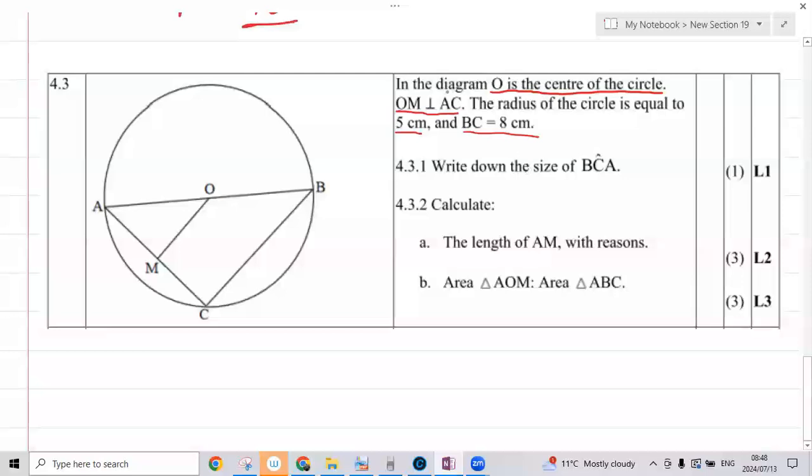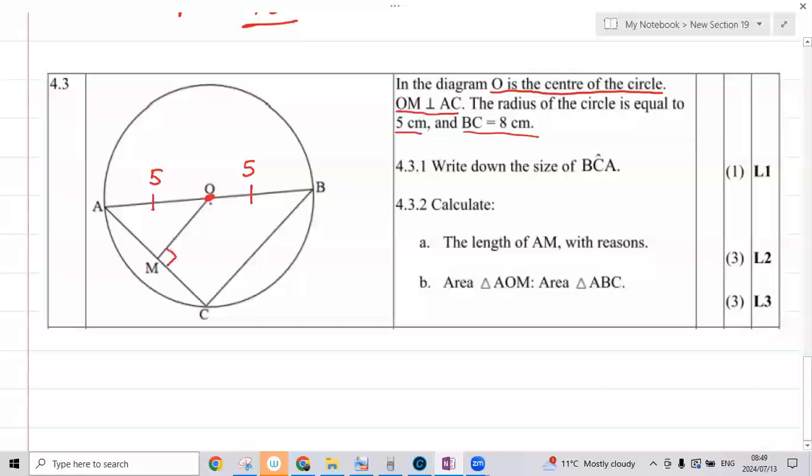Okay, let's read that one more time. In the diagram, O is the center of the circle. There's the center of the circle there. So clearly you can see that AO is going to equal OB. Okay, that's going to be radii. Then they're telling us that the radius of the circle is equal to 5. So that means we know that that is 5 there, and that is also 5 there. Okay, for our radii. Then they're telling us that OM is perpendicular to AC. So if OM is perpendicular to AC, write that down.